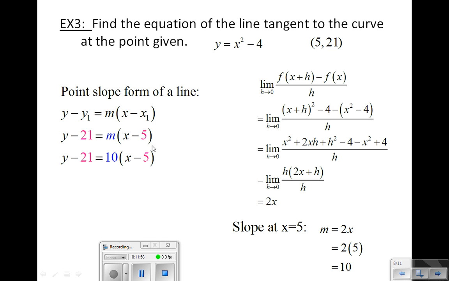Notice I use point slope form of a line. If you're still doing y equals mx plus b, you want to try to break that habit. This point slope form is what we commonly use in calculus.